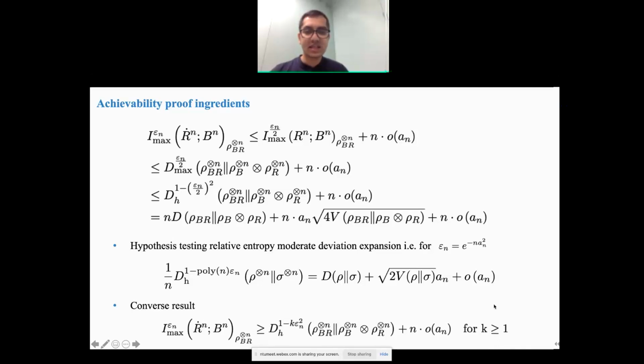And notice that because we're in the moderate deviation regime, this poly n factor doesn't matter. So you can have whatever you want here. We have this 1/4 here, for example, but it doesn't change the result. The right-hand side is the same. So that's why we're able to get a matching achievability and converse.